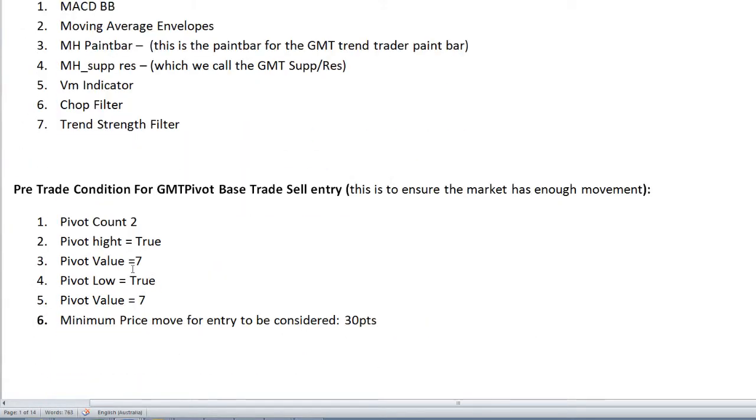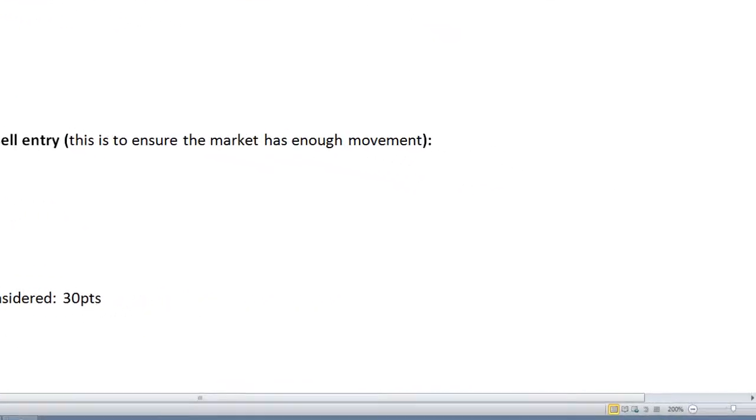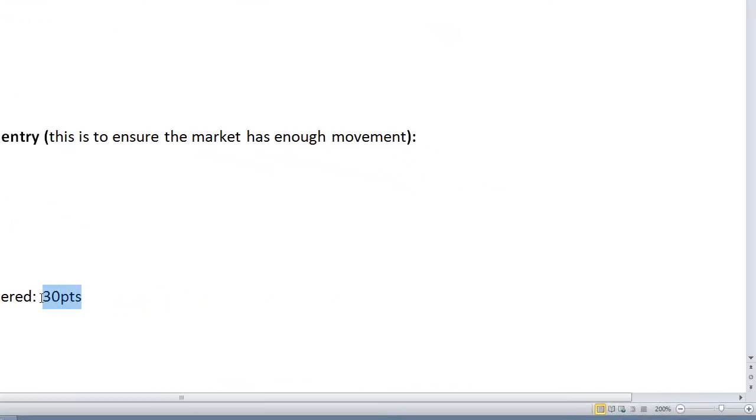Now the preconditions for the entry are that we need a pivot count of 2, and we're using a pivot high of 7 and a pivot low of 7. So I'm setting the pivots a little bit higher. Now I also want to have a minimum price move. I've got 30 here as an example. But we're going to go to the charts now. I'm going to show you what that actually means.